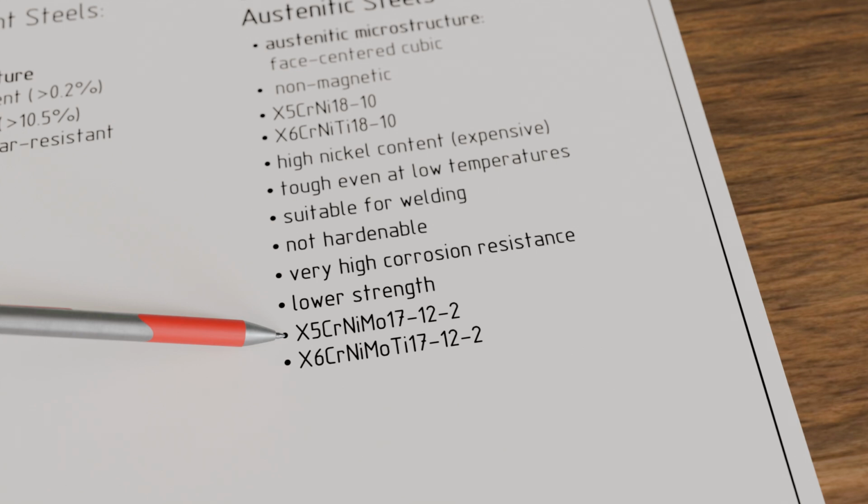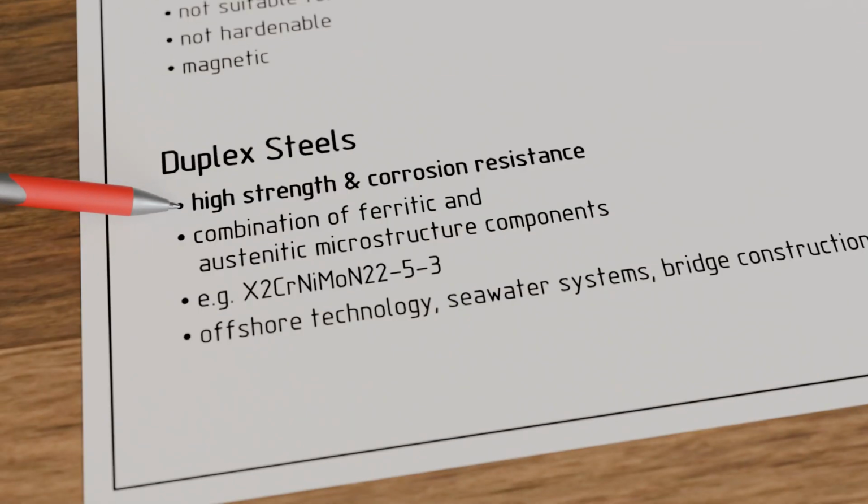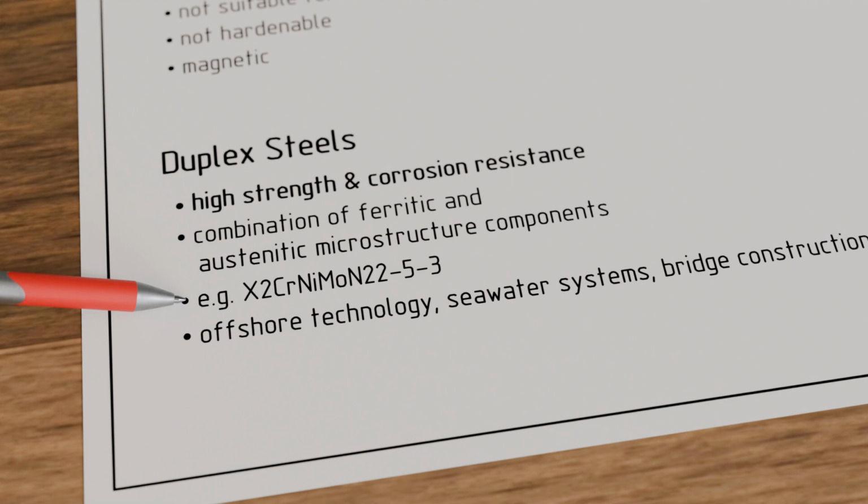Ideally, the high strength of ferritic steels should be combined with the exceptional corrosion resistance of austenitic steels. This is achieved with so-called duplex steels. As the name suggests, duplex steels are a combination of ferritic and austenitic steels. Duplex steels are characterized by a two-phase microstructure consisting of austenite and ferrite. This combination brings together the high corrosion resistance of austenitic steels with the high strength and stress corrosion cracking resistance of ferritic steels.